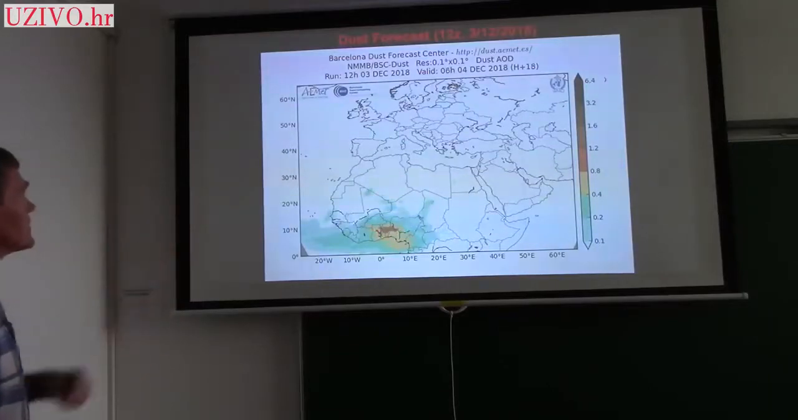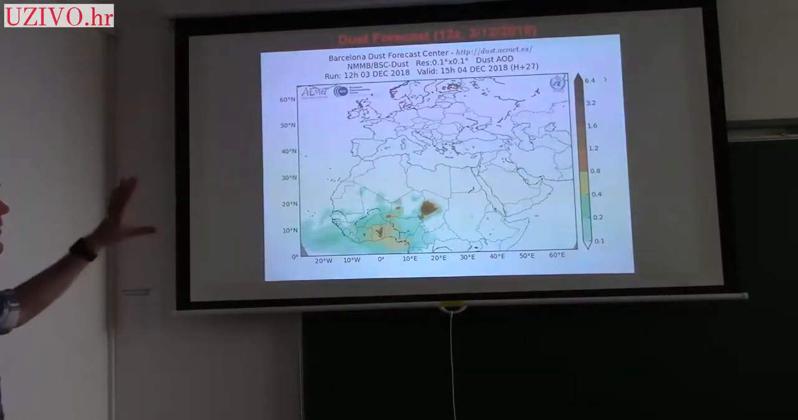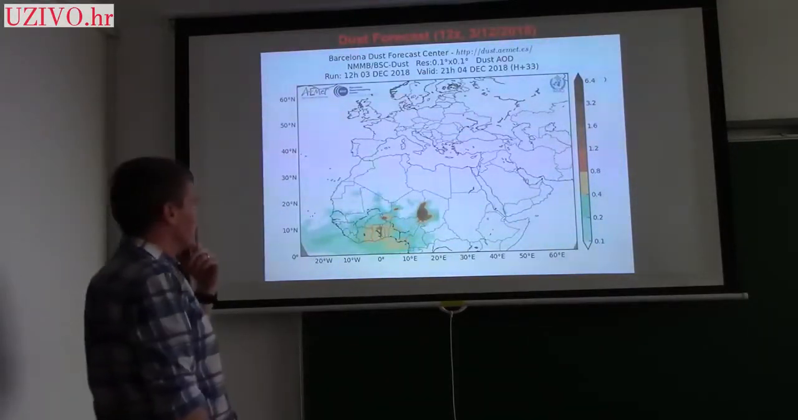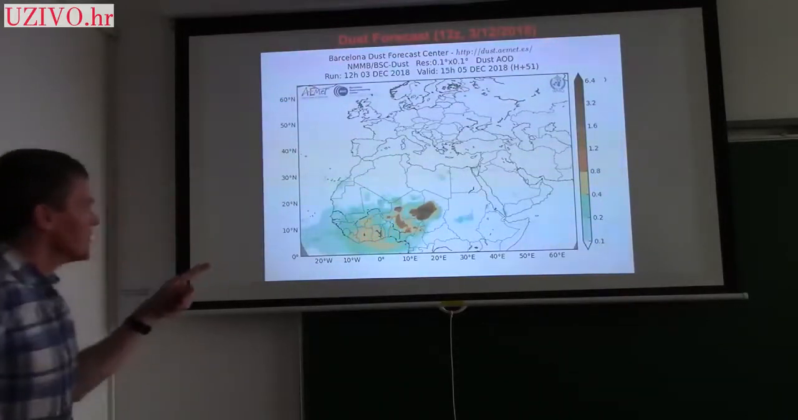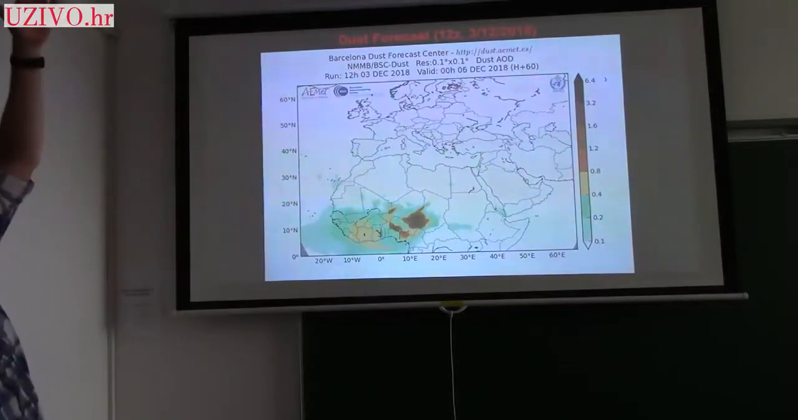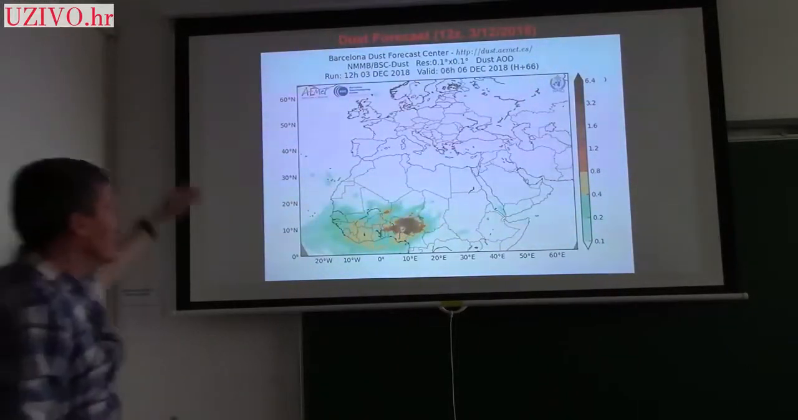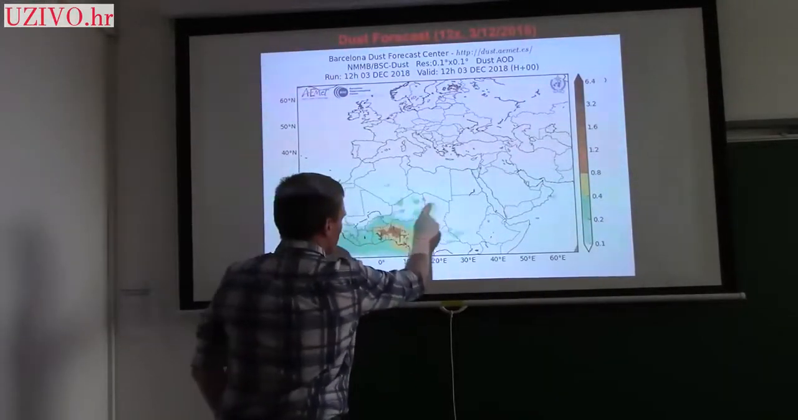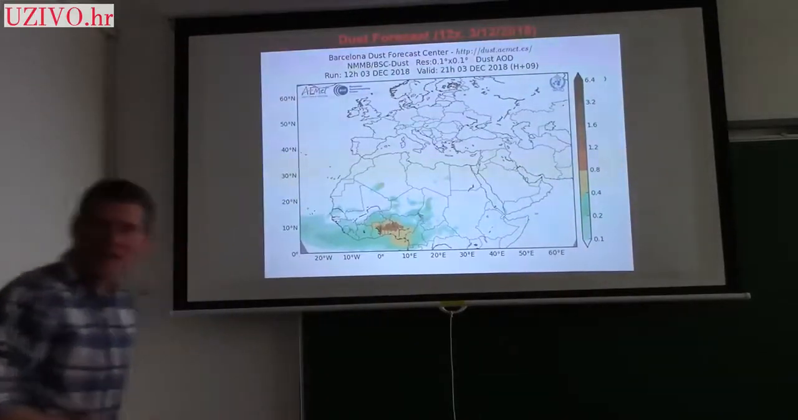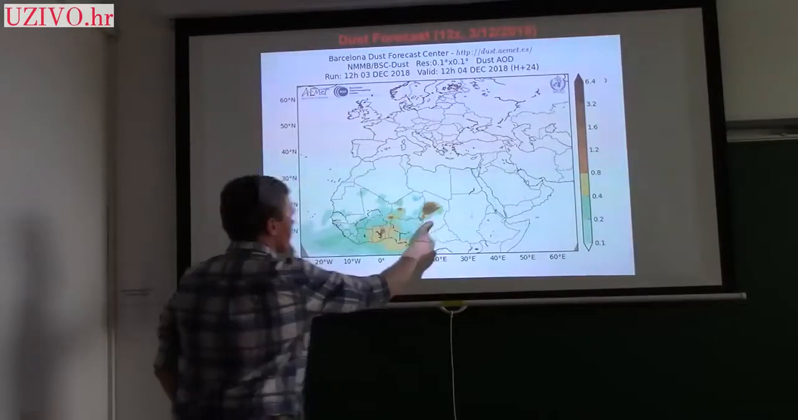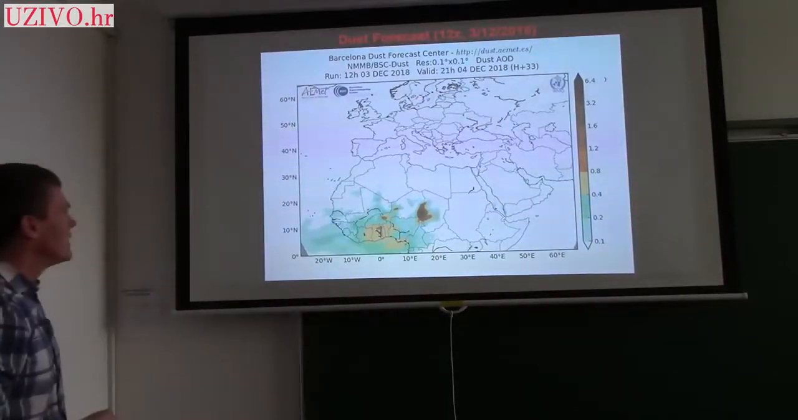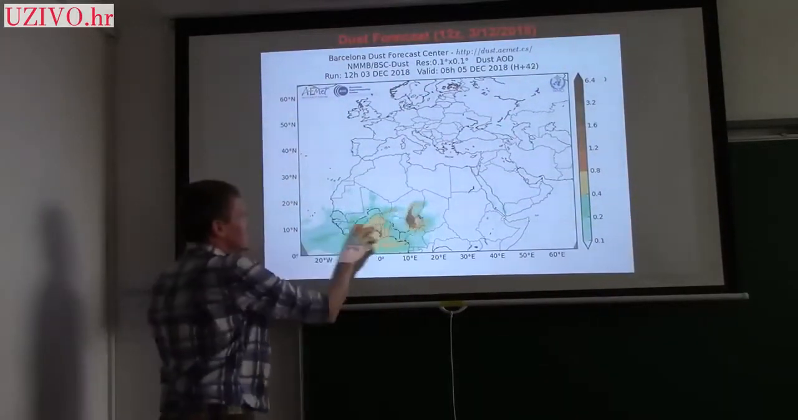So you can get this yourself. This is the Barcelona group. They have a dust forecast. This is the aerosol optical depth. So this is adding up all the dust in the entire atmospheric column. And you can see the Bodélé depression is doing exactly what the Bodélé depression does. It's kicking out huge amounts, and they're just travelling out.